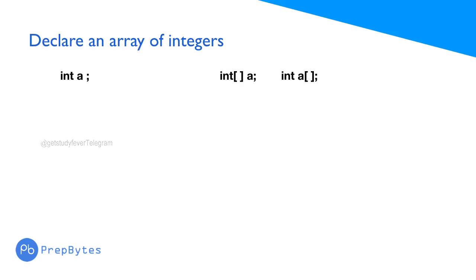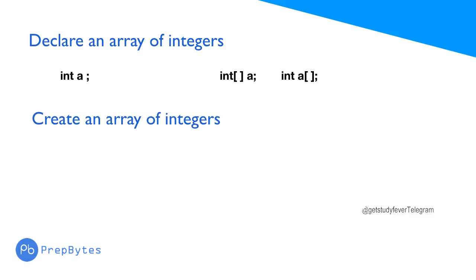If you simply do int a, the compiler knows you're talking about a single variable. And if you do int[] a or int a[], the compiler knows you're talking about an array. So this is how you declare an array of integers. If you have to declare an array of strings or an array of floats, you will change the data type. Instead of int, there will be string.